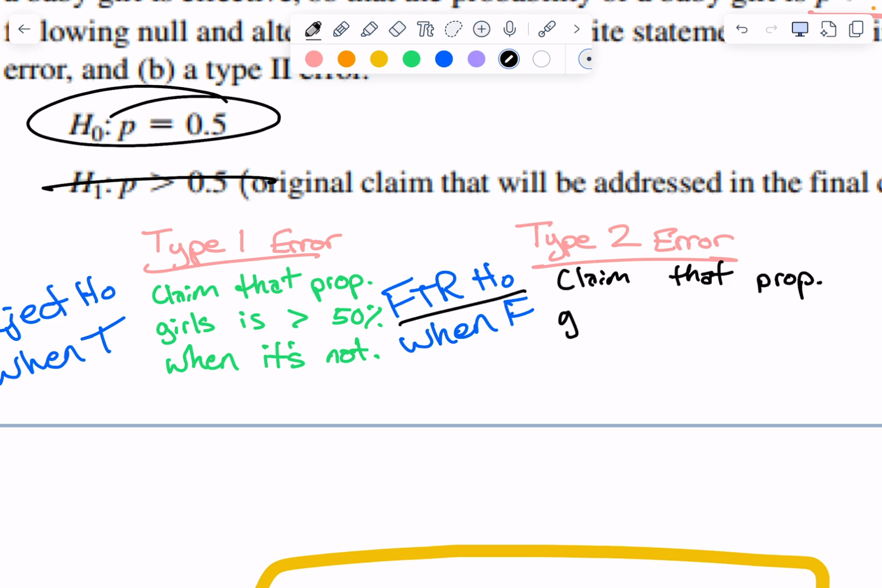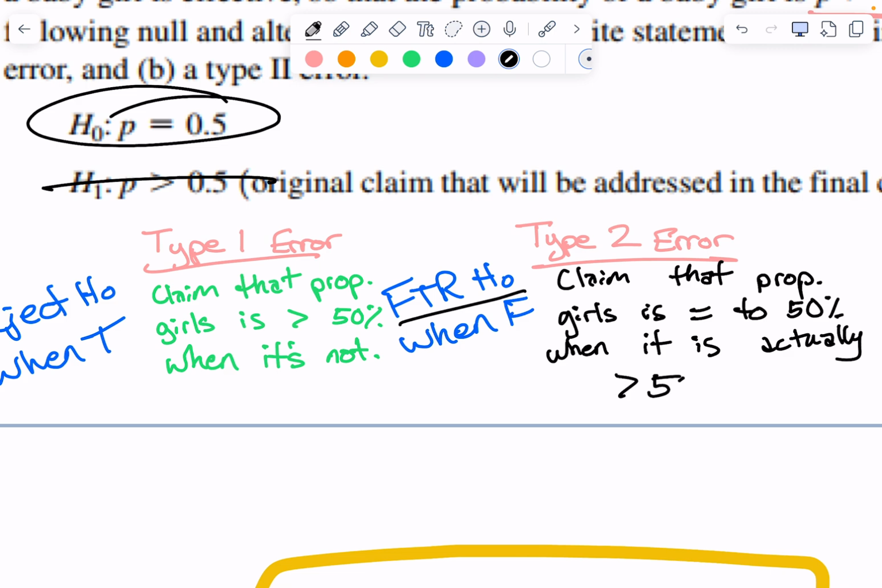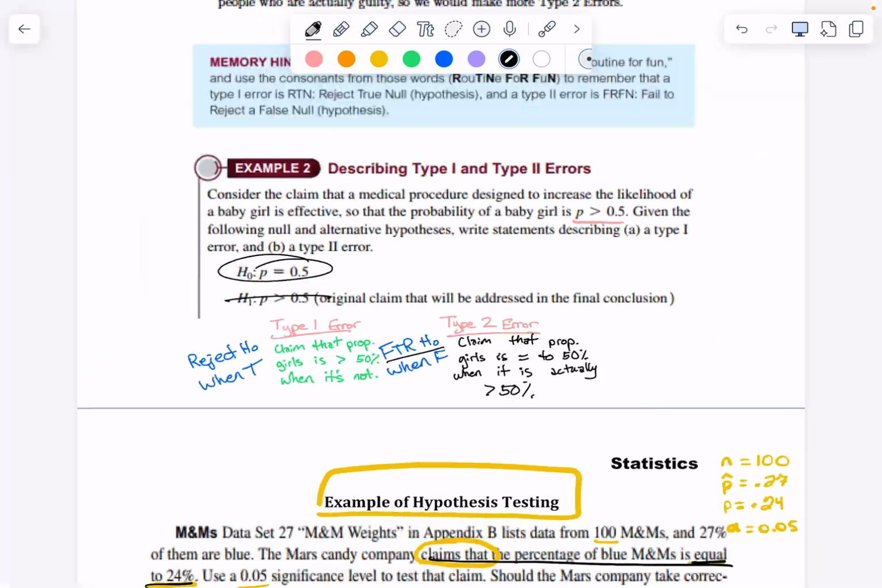The proportion of girls is equal to 50% when it is actually greater than 50%, right? That makes sense? So we're drawing the wrong conclusion. We're doing the opposite of what the true results should have told us. Weird stuff. Okay? All right, let's go to the homework assignment.